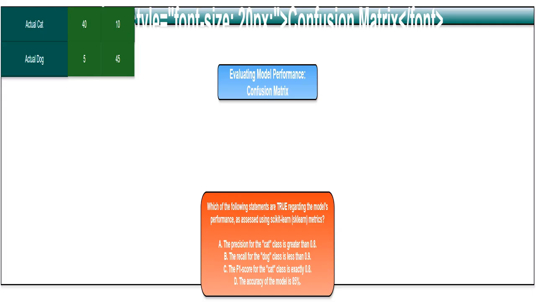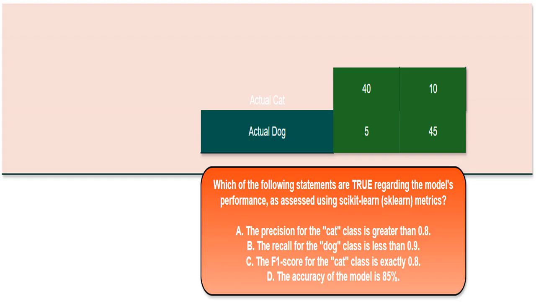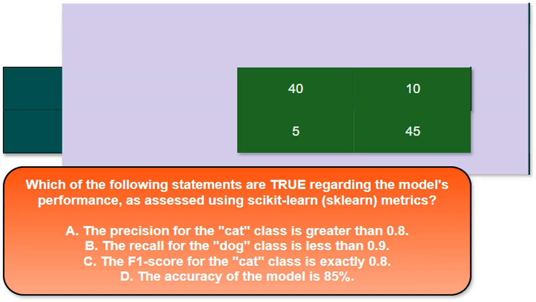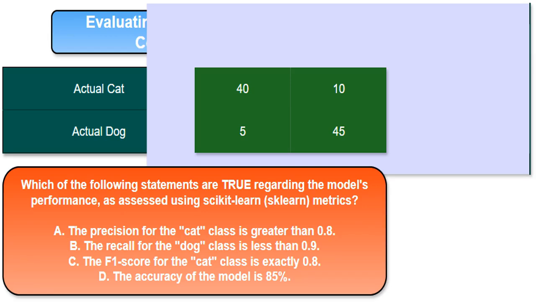I see a confusion matrix. This table summarizes the performance of a cat-dog image classifier. It shows how many images were correctly and incorrectly classified. This row shows the actual number of cat images in the test set. This row shows the actual number of dog images in the test set. This column represents the number of images the model predicted as cats. This column represents the number of images the model predicted as dogs.